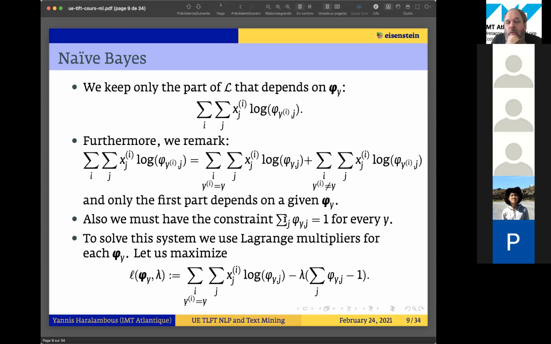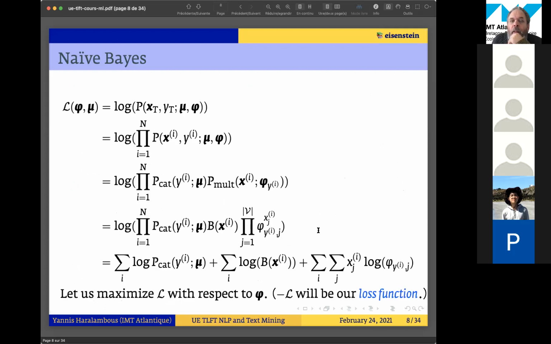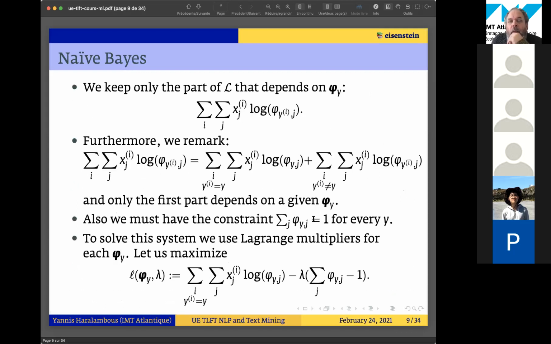And I also have a constraint that the components of phi for a given y must have a sum equal to 1. So this is part of the model. Okay? Now, I have this left part of the sum and this constraint.